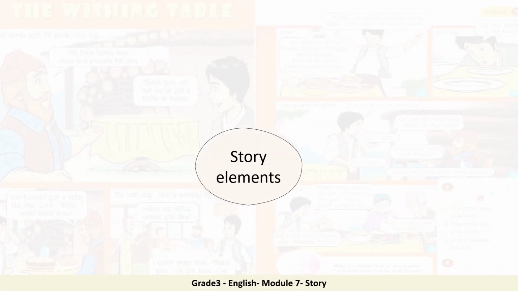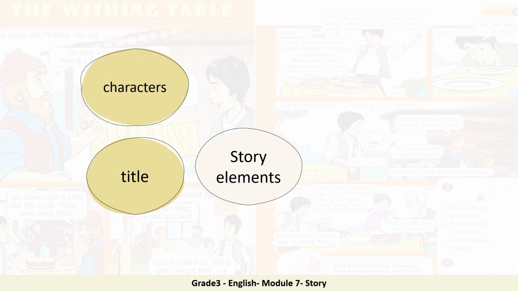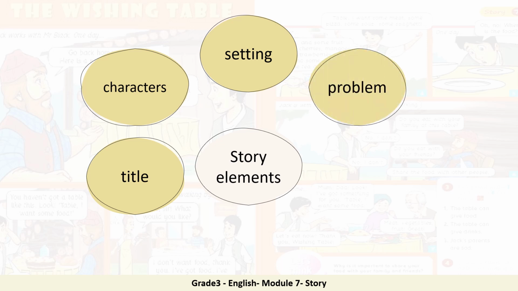In each story, we should have 5 elements. What are the elements of the story? We should have a title, characters, setting, problem, and solution. Let's sum up our story elements.